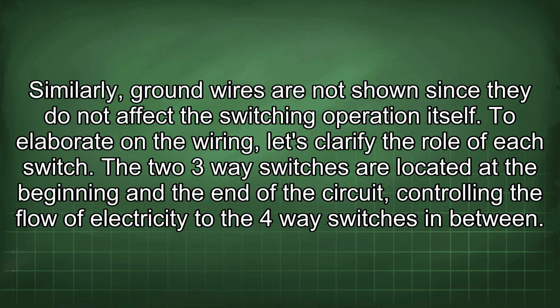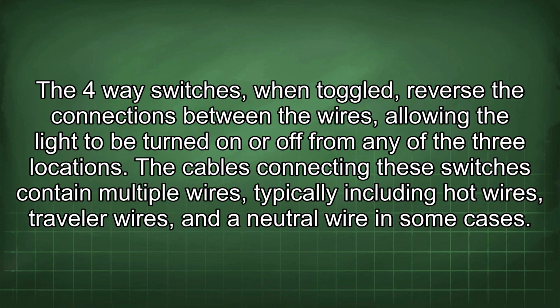To elaborate on the wiring, let's clarify the role of each switch. The two three-way switches are located at the beginning and the end of the circuit, controlling the flow of electricity to the four-way switches in between. The four-way switches, when toggled, reverse the connections between the wires, allowing the light to be turned on or off from any of the three locations.